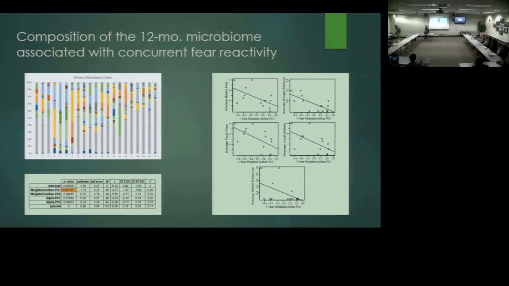Bifidobacterium, which is dark blue down here on the bottom, and Lactobacillus. So the kids who are scoring high on this are showing reduced fear reactivity in the mask task.